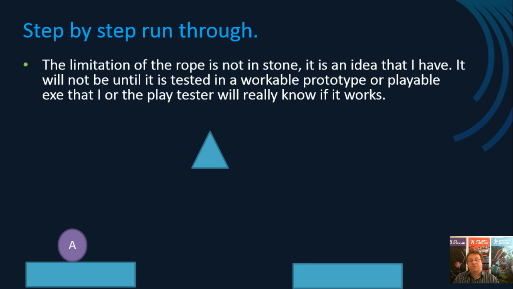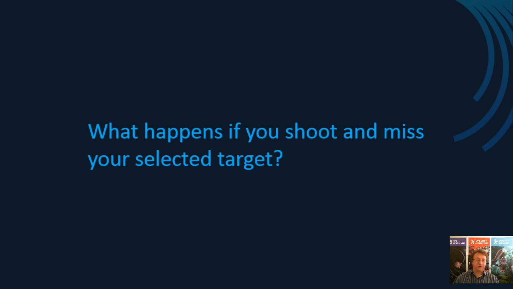So the limitation of the rope is not set in stone. It's an idea that I have. It will need to be tested in a workable prototype or an executable. The idea of it is, again, more testing and more development of it. We may see that maybe the rope doesn't have a distance of length. Maybe it just fires out, kind of like, again, Spider-Man with the Spider-Man webbing. Like it just shoots and goes forever until it hits something. So you can start to see the process of thinking.